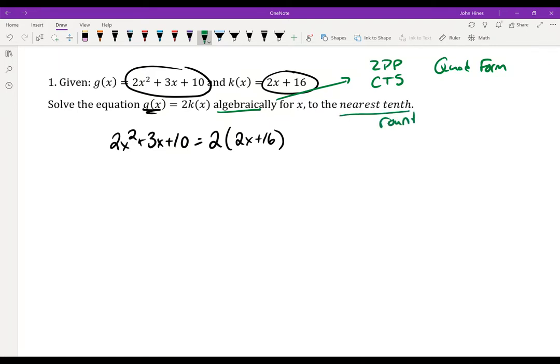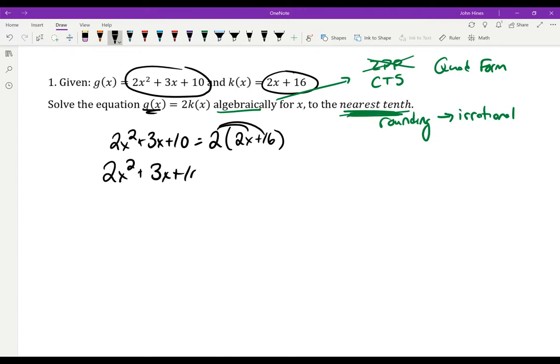This tells me I'm going to be rounding my answer, which means I have irrational answers. So guess which choice is gone? I'm not even going to try to factor. Factoring is out the window because rounding is the giveaway that I have irrational answers. So let's clean this up, and then we'll pick a method to solve it.